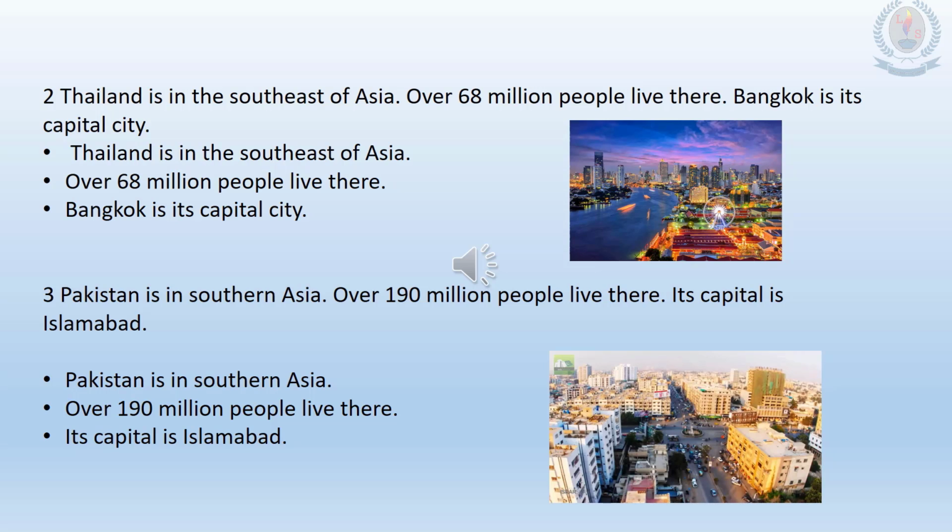Number 3, Pakistan is in southern Asia. Over 190 million people live there. Its capital is Islamabad. So you can write information about Pakistan in bullet form. Now, bullet number 1, Pakistan is in southern Asia. Bullet number 2, over 190 million people live there. Bullet number 3, its capital is Islamabad. So children, when you write in bullet points, it's very clear and also you can find the information very quickly.